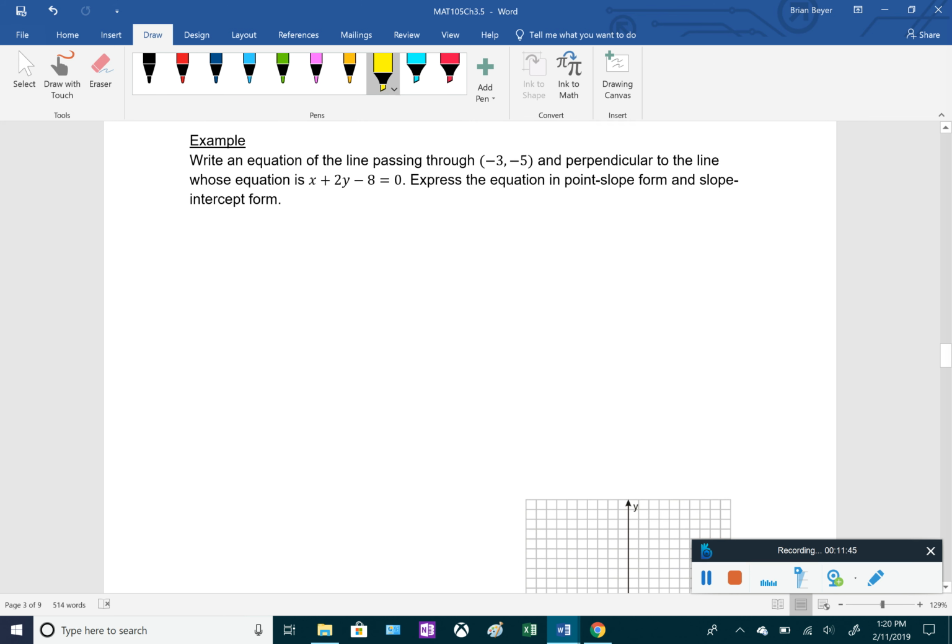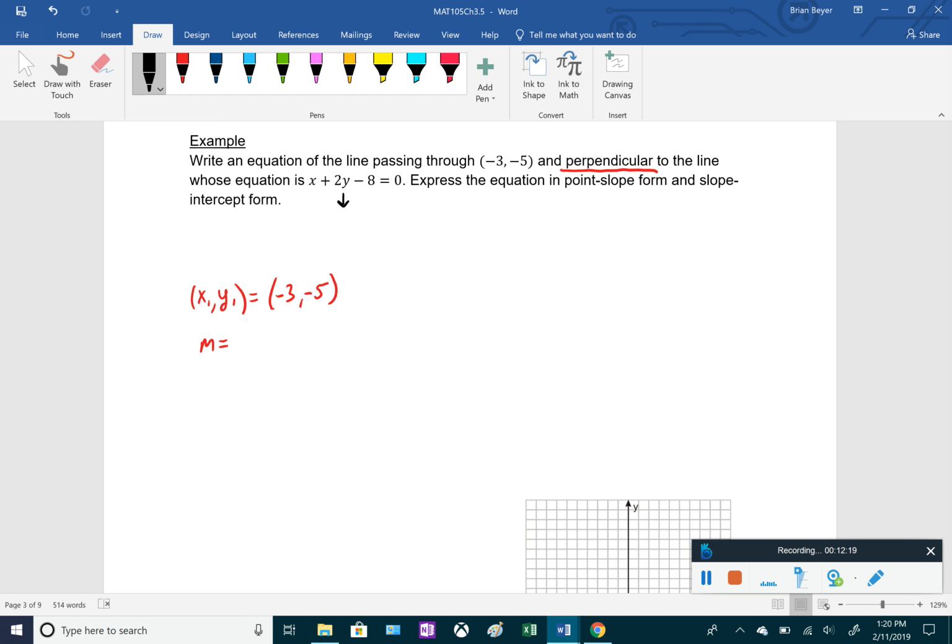So for example, let's write an equation of the line passing through (negative 3, negative 5). So that's going to be our x1, y1. And we know that it's going to be perpendicular to the line whose equation is x plus 2y minus 8 equals 0. So we need our slope, and we need to use the other equation of the line to find the slope using the fact that it's perpendicular.